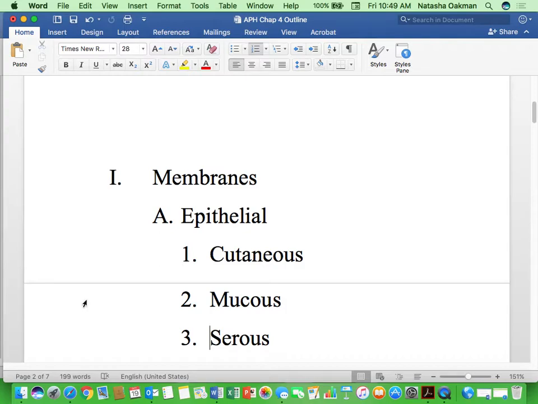So the epithelial layer of serosa is simple squamous epithelium. And the connective tissue layer is areolar connective tissue.